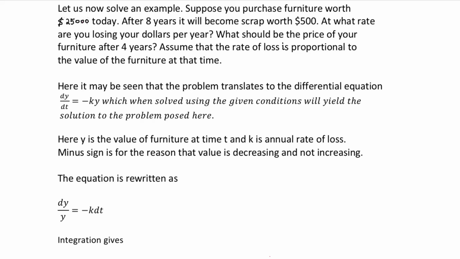Here it may be seen that the problem translates to the differential equation dy by dt is equal to minus ky, which when solved using the given conditions will yield the solution to the problem posed here. Here y is the value of furniture at time t and k is annual rate of loss. Minus sign is for the reason that value is decreasing and not increasing. The equation is rewritten from here in this form.